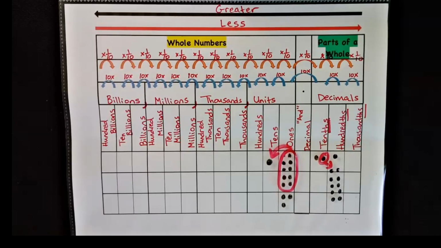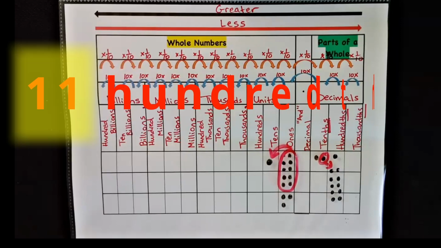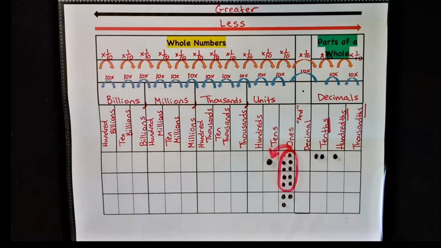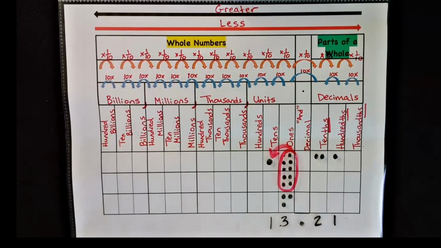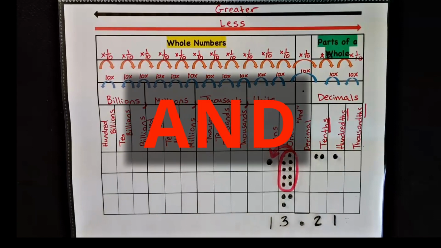Right now, with this diagram, I do not have standard form. I can only put 1 digit in each place value in standard form. I have 2 digits in the hundredths place. If I go back to what I had before, I have 1 tens, 3 ones, 2 tenths, and 1 hundredths. Remember, between the whole numbers and parts of a whole, we have our decimal point. In standard form, this is showing 13 and 21 hundredths. When we see a decimal in a number, we say the word and.